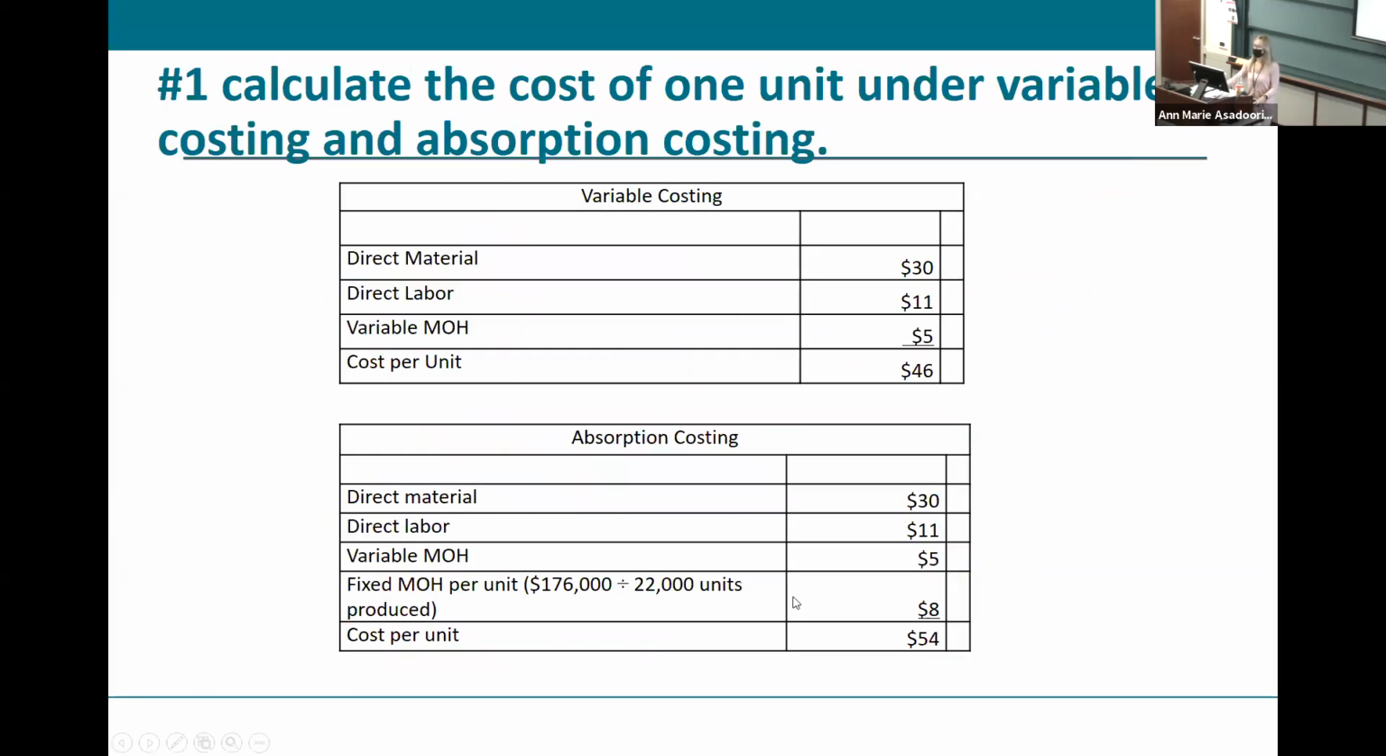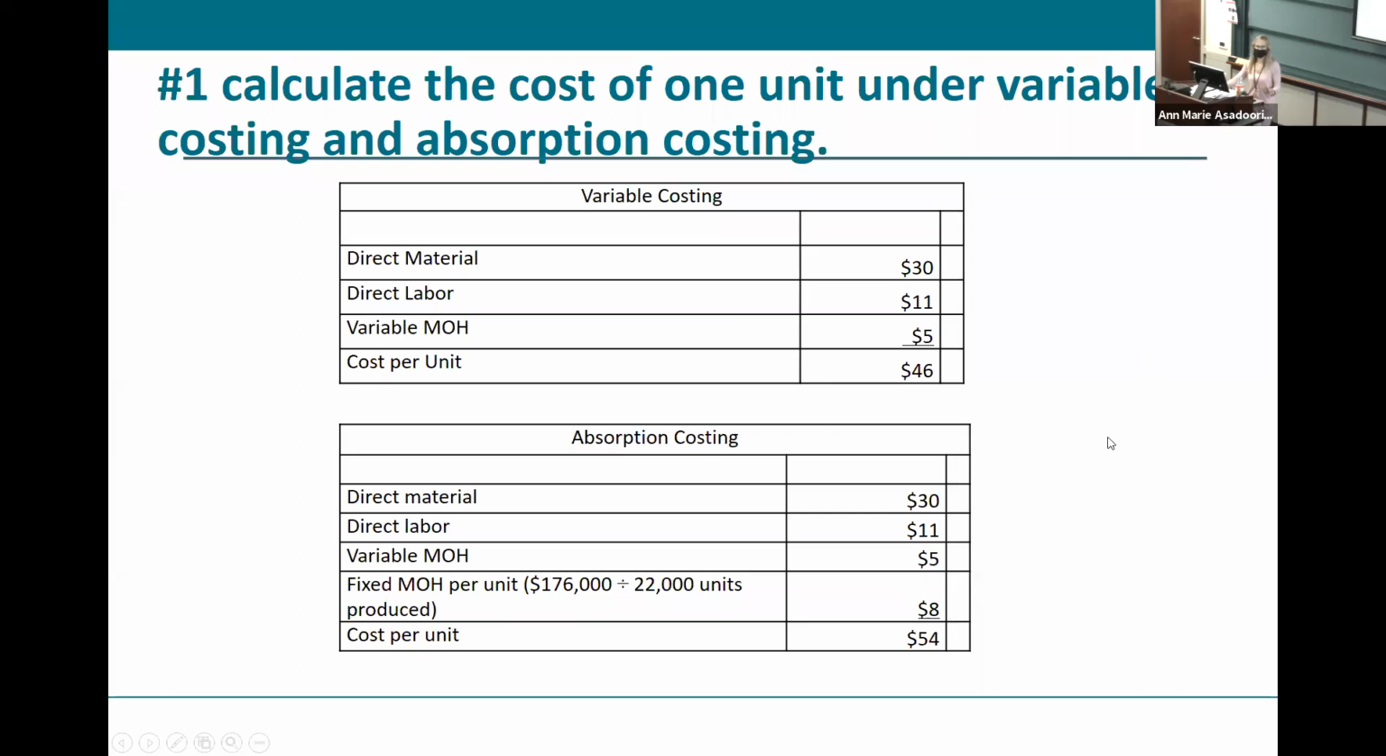So under absorption costing, it's direct material, direct labor, variable overhead, and then you're adding an additional $8 of fixed factory overhead to that unit as well. Remember, period costs are never product costs, right? Just because it's variable, you don't want to add it to inventory. And then variable costing is direct material, direct labor, and variable overhead, just your variable production costs.